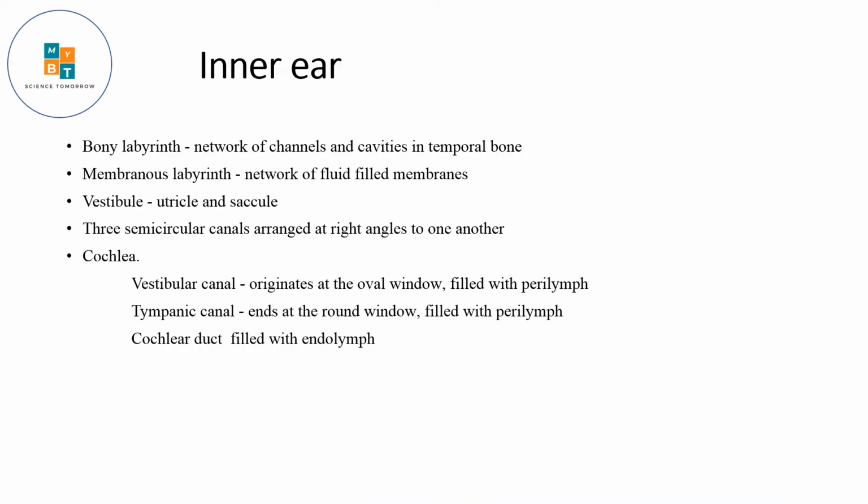If you consider the inner ear, it is considered to have two parts: the bony labyrinth and the membranous labyrinth. The bony labyrinth is a network of channels and cavities. Actually, it's a cavity inside the temporal bone. So you have a cavity inside the temporal bone in the ear, and that is the bony labyrinth part.